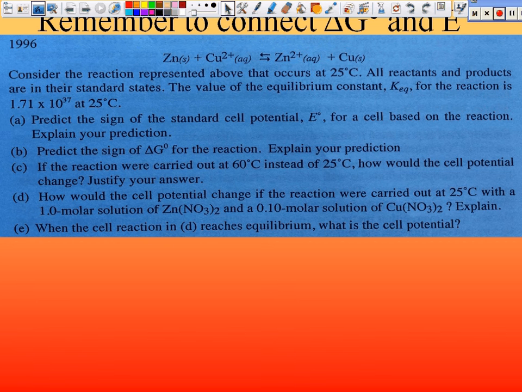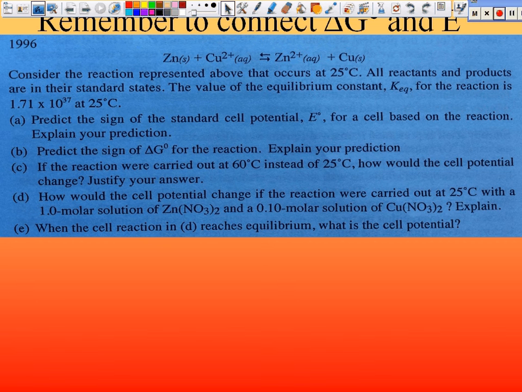Now look at B. Predict the sign of delta G for the reaction. Explain your answer. Same thing, but delta G is negative because K is greater than 1. I'm telling you now there are some multiple choice points based on that topic. Do you agree there's a lot of wordiness? One of the multiple choice questions is like a paragraph, and it asks you what the signs of E and G are, and all you have to look at is what K is. There's a huge paragraph, but it's trying to confuse you.